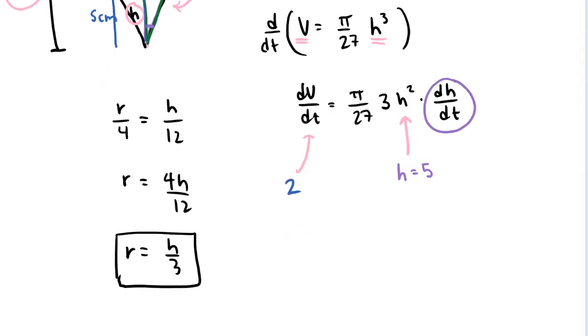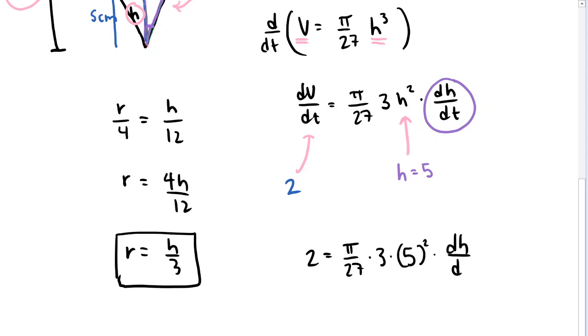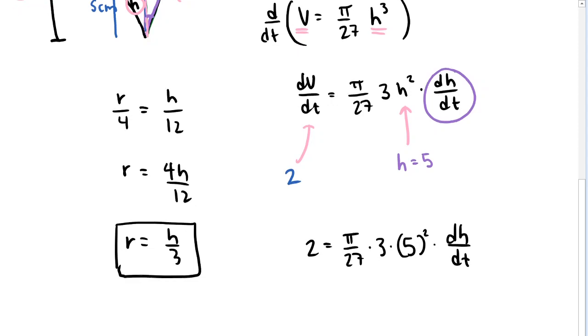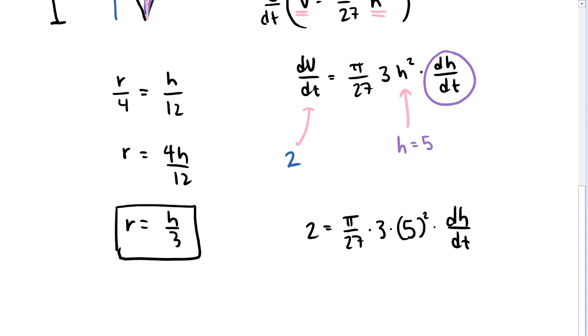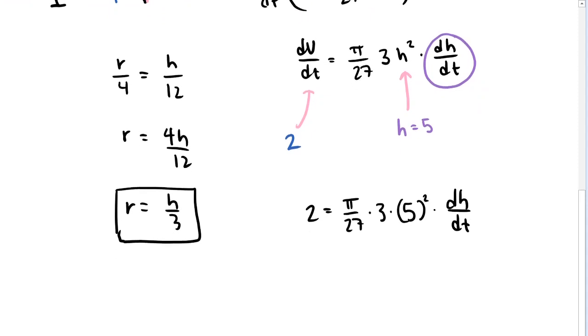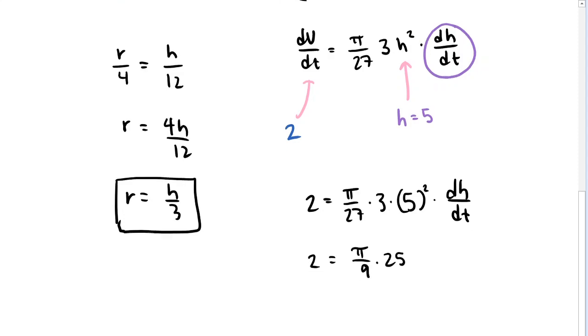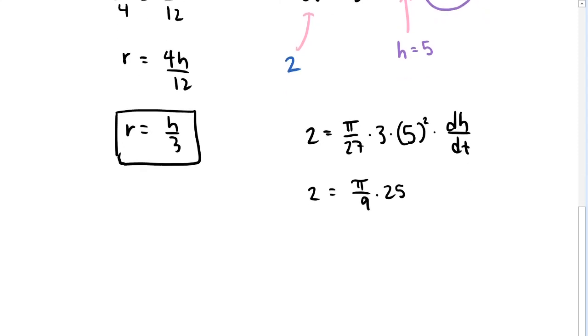Right, so we have this equation, 2 is equal to pi over 27 times 3 times 5 squared times dH/dt. And if we find dH/dt, in other words, the rate of change of the water level, the height of the cone of water with respect to time, we'll be done. So this is 2 is equal to pi over 9 times 25. And so this is times dH/dt.